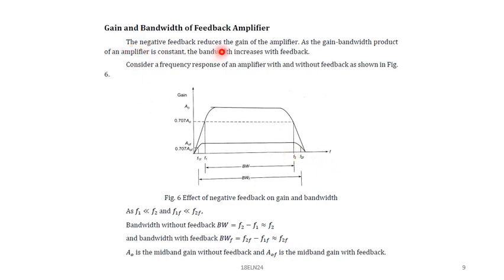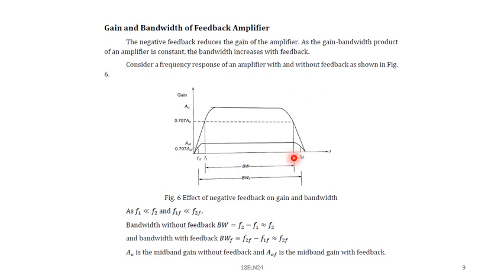So negative feedback reduces the gain of the amplifier. As the gain bandwidth product of an amplifier is constant, the bandwidth increases with feedback. You can observe here, usually we obtain the cutoff frequencies. F1 is called the lower cutoff frequency here, and F2 we will call the upper cutoff frequency. This is the frequency response without feedback, and this is the frequency response with feedback circuit.